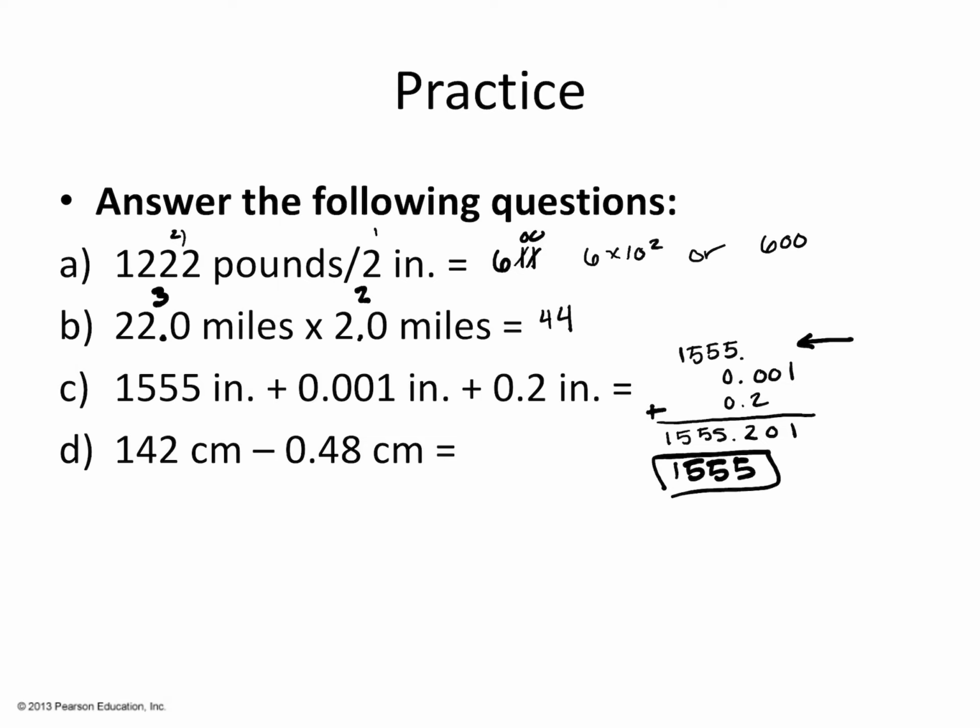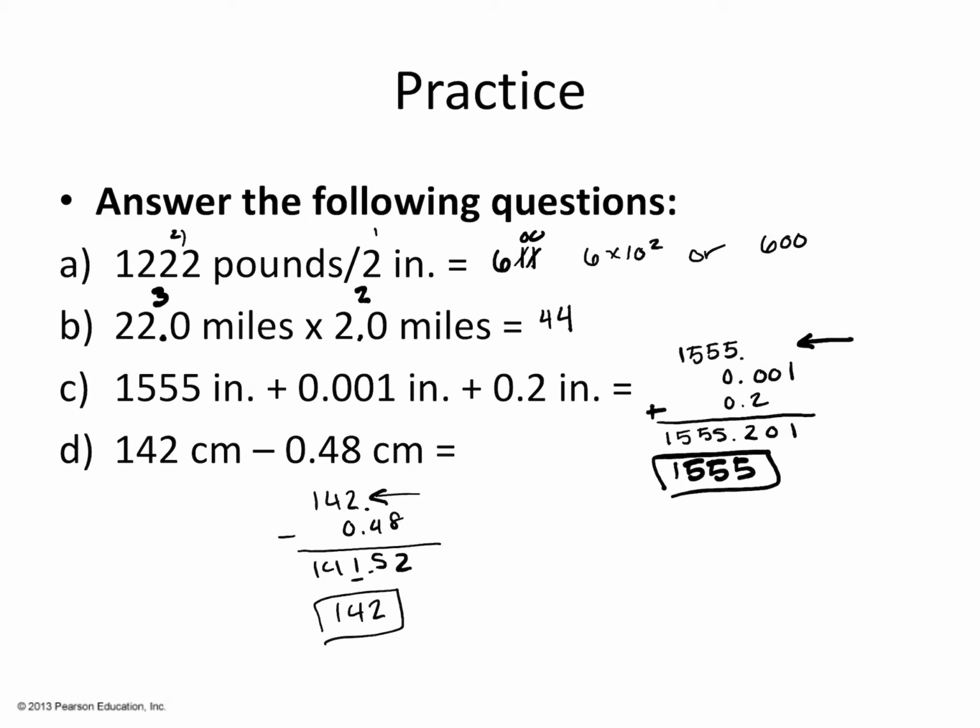Last one, 142 centimeters minus 0.48. So again, 142, invisible dot, 0.48, subtracting. 141.52. How many digits do I want after the decimal? Well, 142 has none, so that's my least. So I would cut it off right here. Now would I write 141? Well, I'm cutting it off here, and the number next to it is 5, so I would actually have 142. And that's how you go around using significant figures in calculations and rounding.